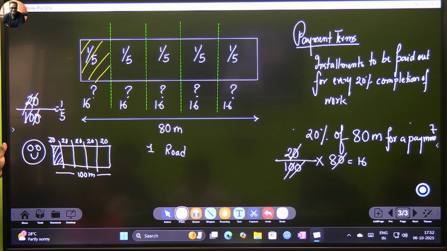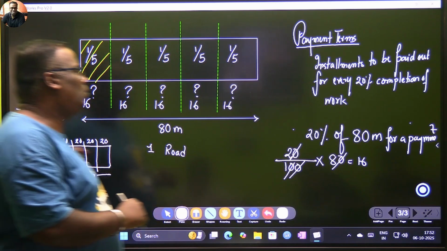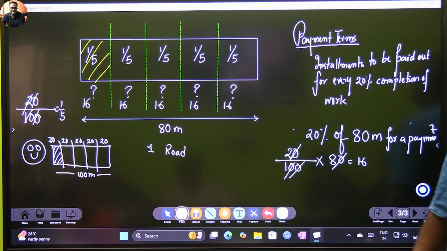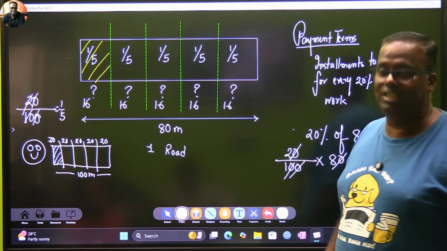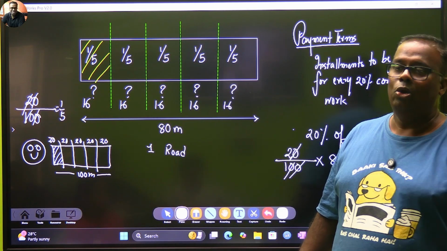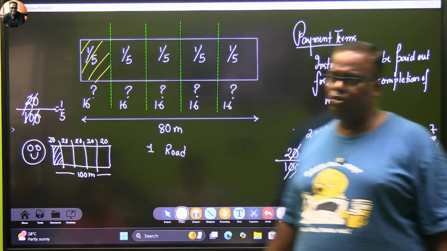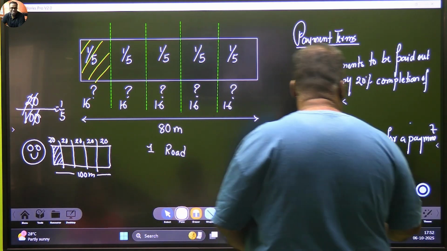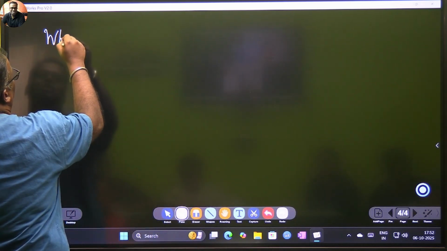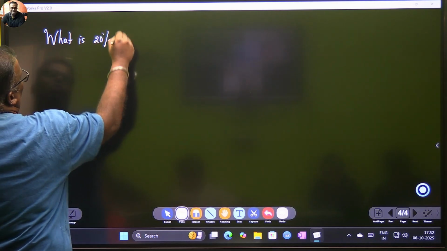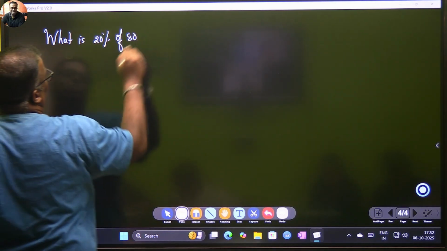Can you understand? This is the basic, और कुछ नहीं है. You just need to decode this language. So somebody might ask you, what is 20% of 80? 16. So how do we calculate? So if I take this into a problem in your book, your problem will be something like, what is 20% of 80? So how do you solve it?